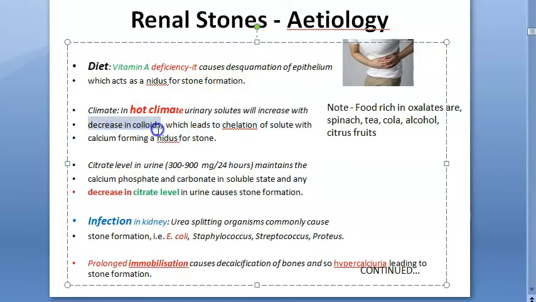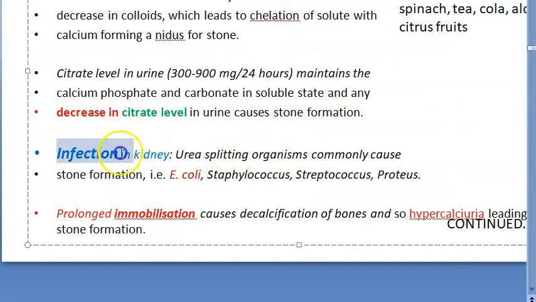They are talking about some decrease in colloids, etc. Then coming to citrate level, citrate level is good for you. But if there's a decrease in citrate level, you can have kidney stones, guys. How does it work? It helps keep calcium phosphate and carbonate in a soluble state. Infection in the kidney, guys, remember this. We told you the infection will be a cause of kidney stones, especially in women. And the organisms will be like E. coli, staphylococcus, streptococcus, proteus. This proteus will lead to staghorn calculi, etc. Remember, okay.